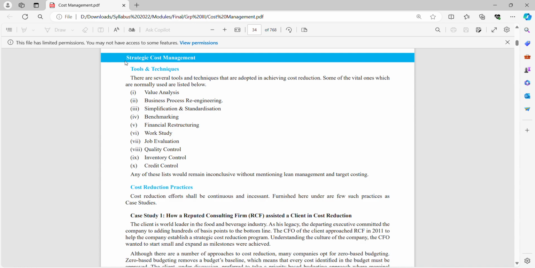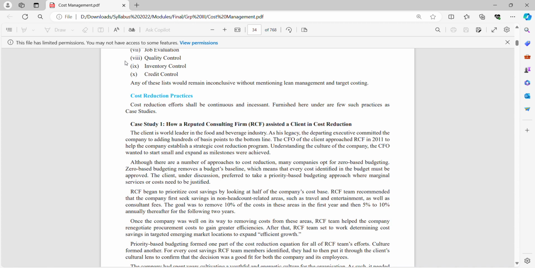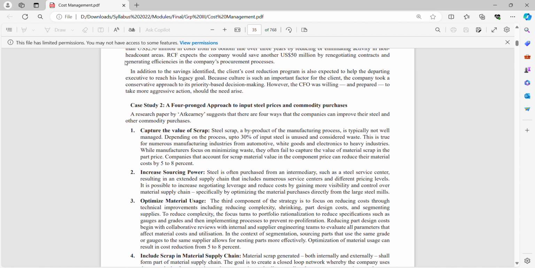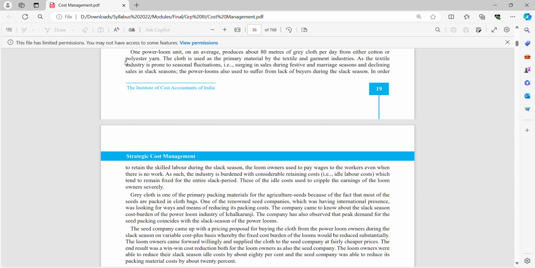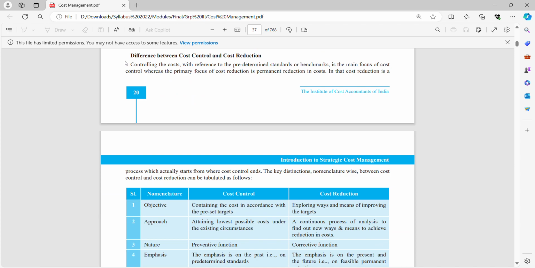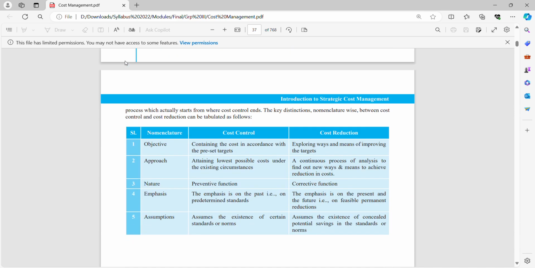are necessary. Cost reduction practices, cost reduction efforts shall be continuous and incessant, furnished here under a few such practices as case studies. So they have given us case studies, cost reduction case studies, important, easy. So 3 case studies, 4 case studies are given, and then we have case studies for learning as well, and the difference between cost control and cost reduction.